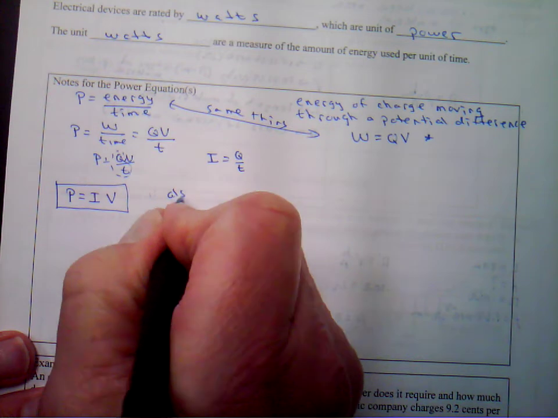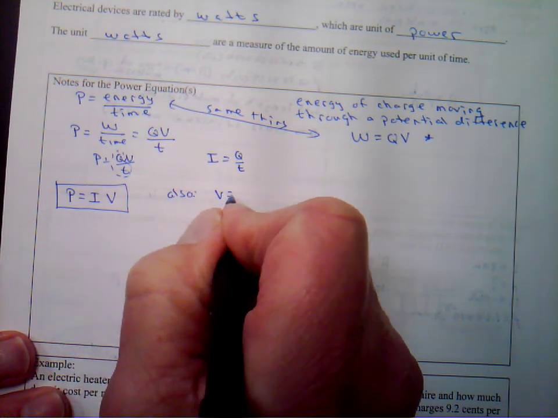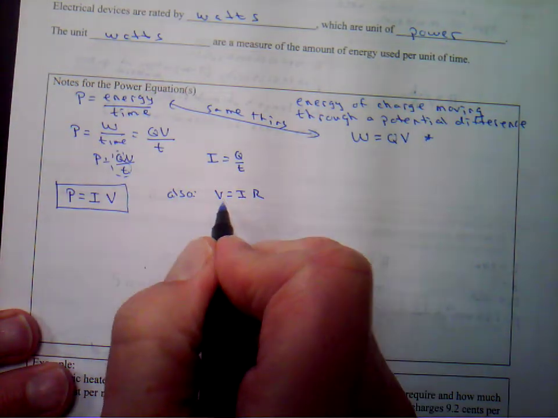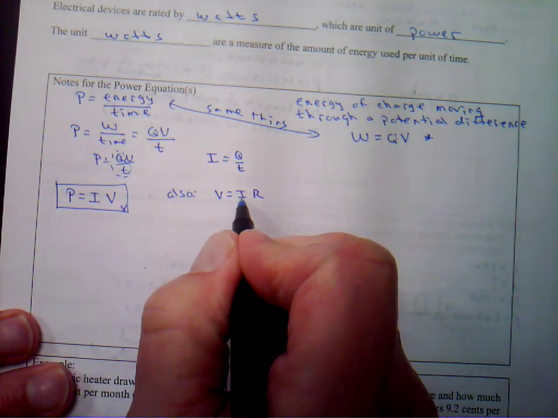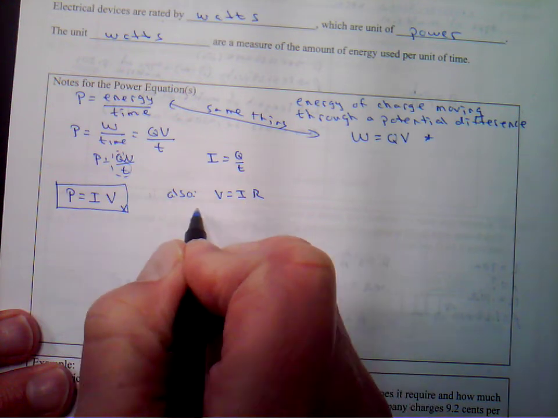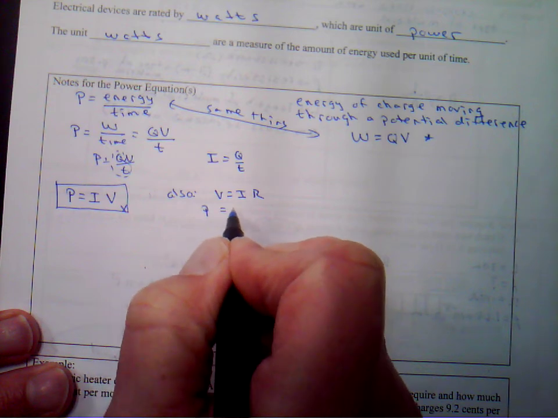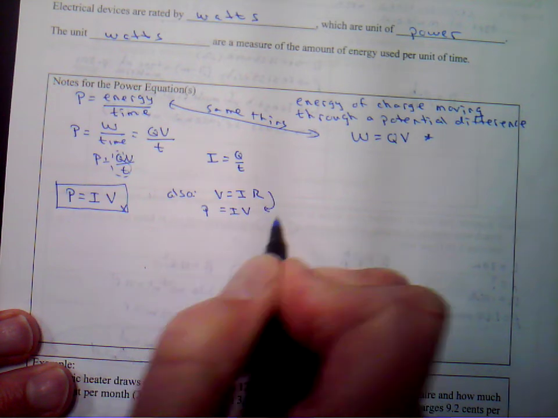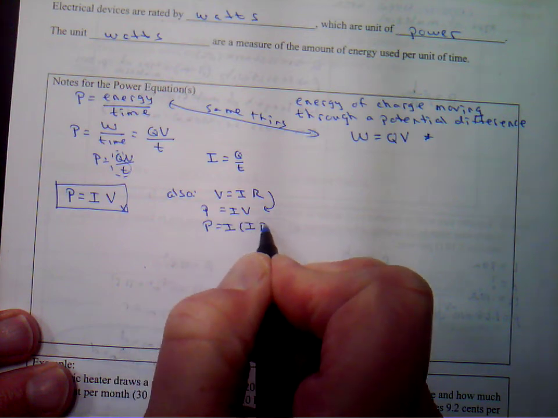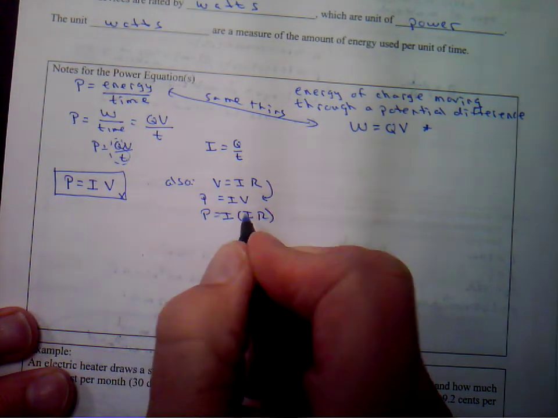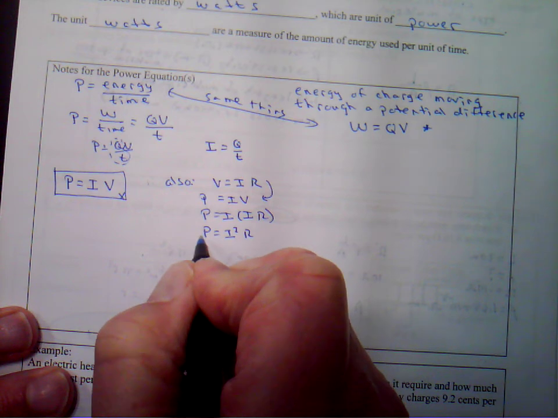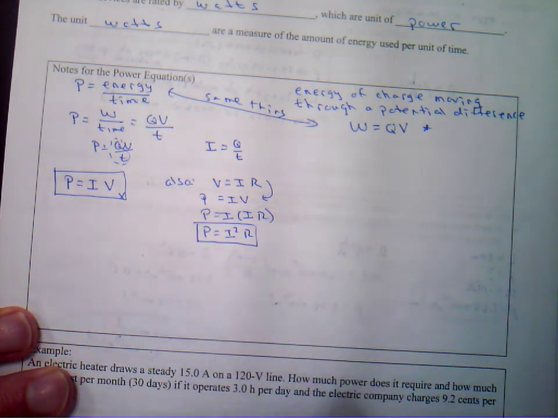So we also have the fact that Ohm's law is V equals IR. What I'm going to do, I'm going to substitute in this equation for voltage, IR. So this is the power equation. Power equals I times V. I substitute in for V, I times R. We can combine those currents. We get power equals I squared R. This is another power equation that we can use.